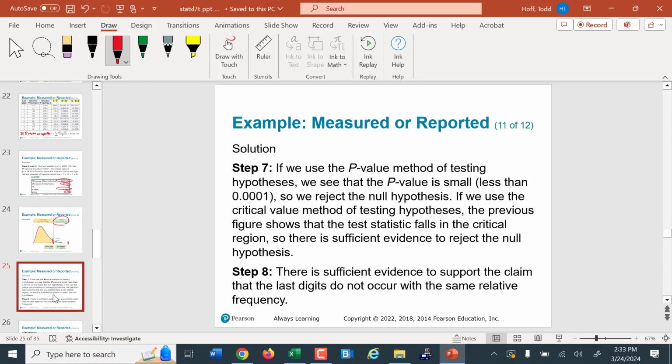So there's significant evidence here to support the claim that the last digits do not occur with the same relative frequency. What that means, as we mentioned earlier, is that this data was probably not actually measured. It was just self-reported by the patient, telling us to question its reliability a little bit. So you can see here, we took a data set where we just had the numbers, the frequencies, and we were able to make conclusions about how the data was gathered just by knowing what the distribution should look like.